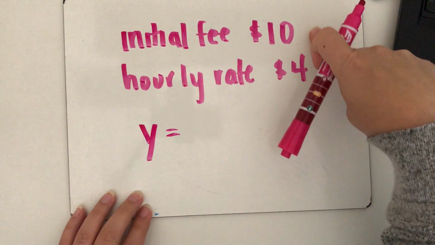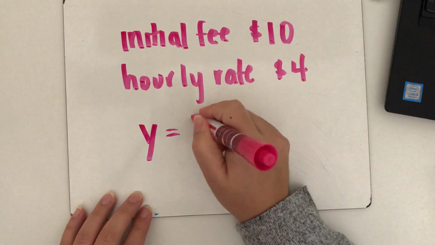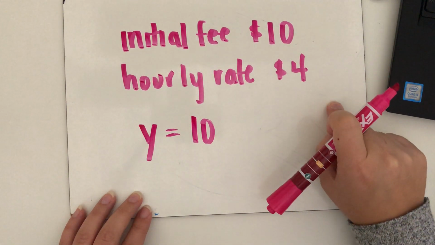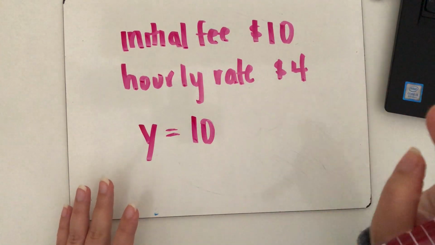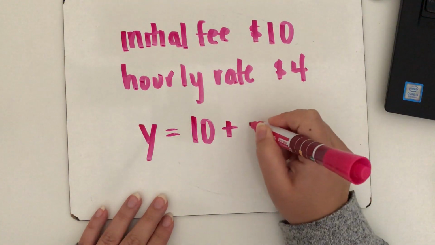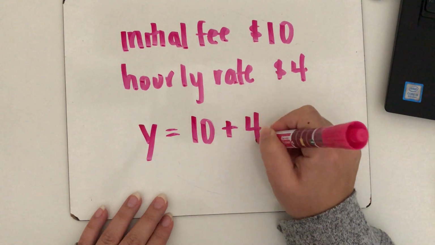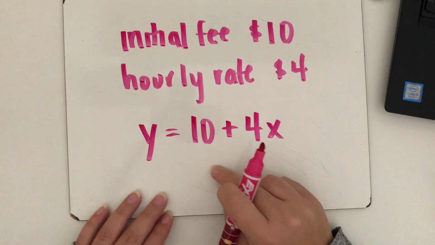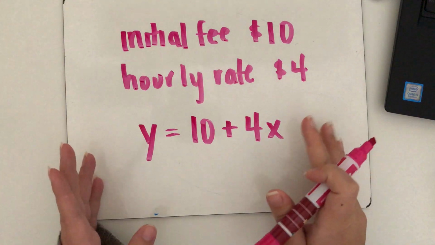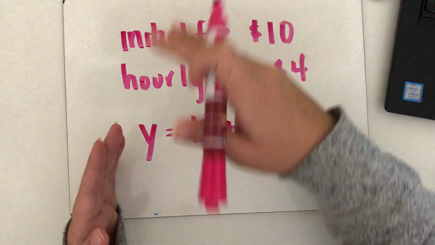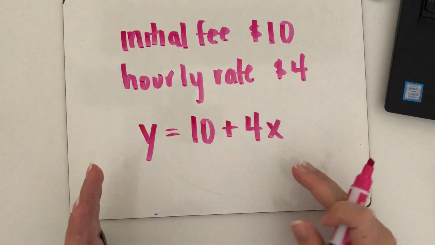So I know that regardless, I'm gonna be paying $10 plus an hourly rate. Now it said, let's make X your hours. So I know that it's gonna be adding this $4 per hour to my initial fee, okay? So now we've written our two-step equation just by reading an actual word problem, okay?